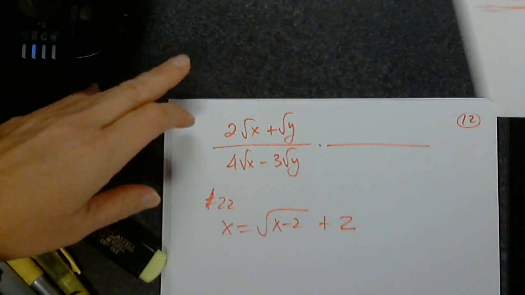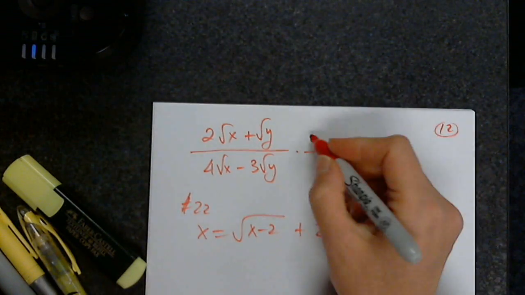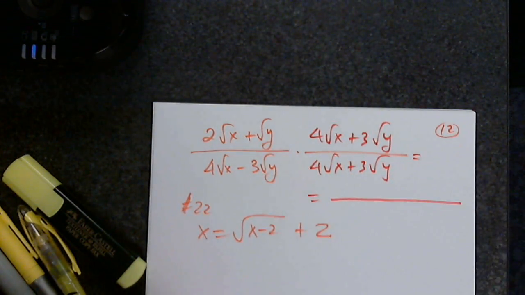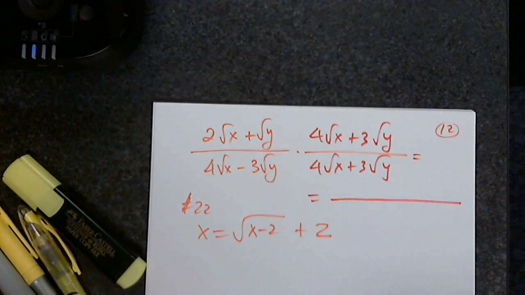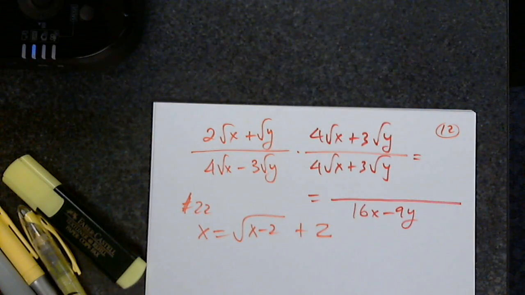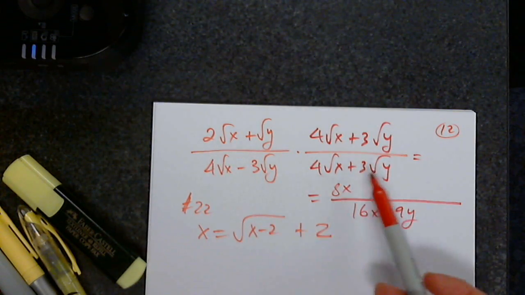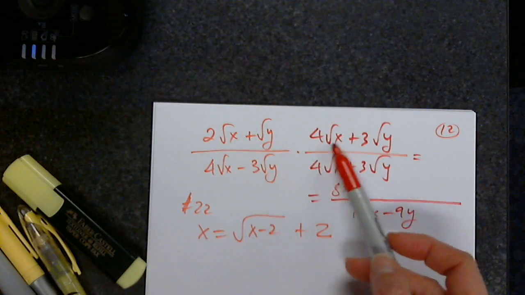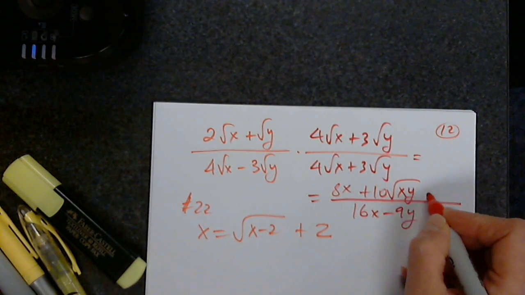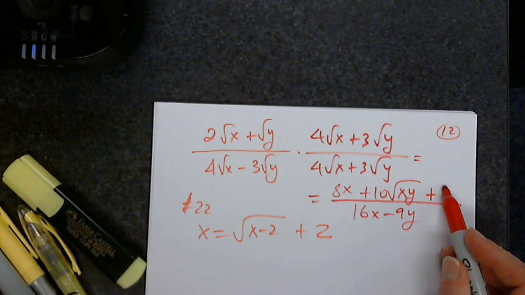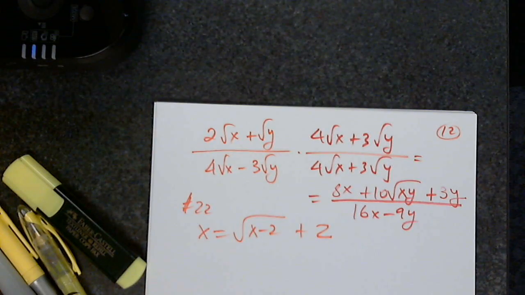Okay, what do we multiply and divide by? Can anyone give us the denominator? 16x plus, I'm sorry, minus 9y. Excellent. Good. And now the numerator, which is a mess. 8x. Very good. Plus 6 the square root of xy, plus 4 the square root of xy, which is 10 the square root of xy, and plus? Very good. Excellent. We're solving the equation number 22.